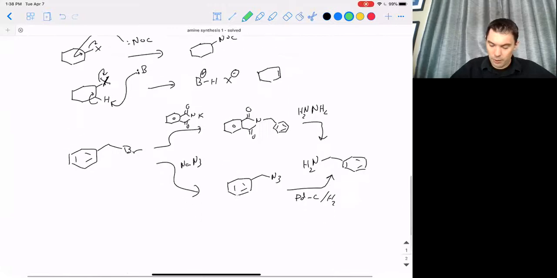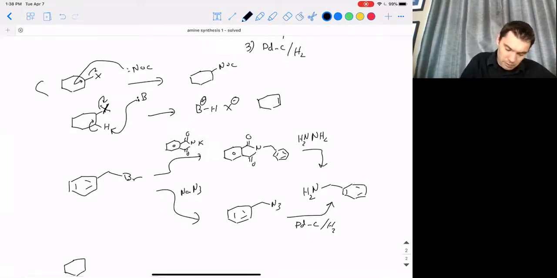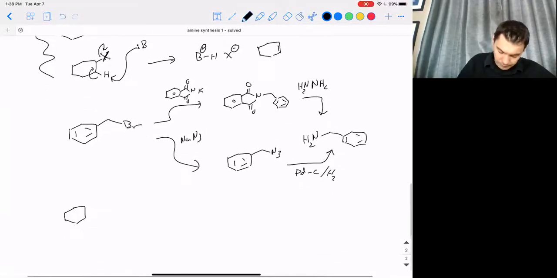So that means that we would want to make the cyclohexyl group first. And because of this E2 issue that we talked about a minute ago, we probably want to avoid the SN2 reaction.